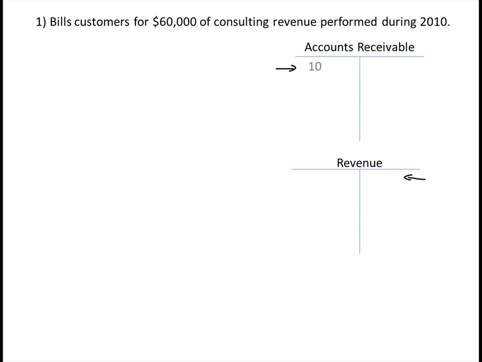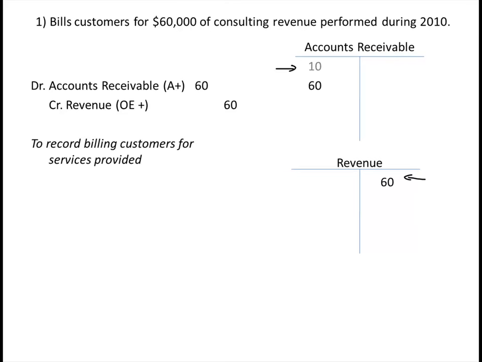So in your packet, the very first thing you should do is copy over all the numbers from the post-closing trial balance into our new general ledger, our new T accounts, so that we've got those initial balances rolling forward. Having performed revenue on account, we know that we're going to debit our accounts receivable. Accounts receivable is an asset. We're going to credit our revenue. That's an increase in owner's equity via the income statement.